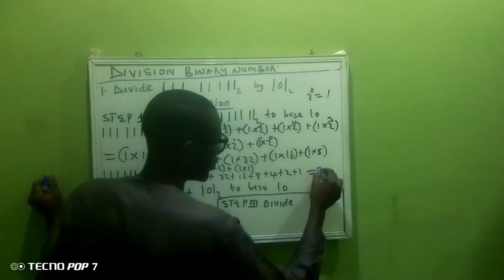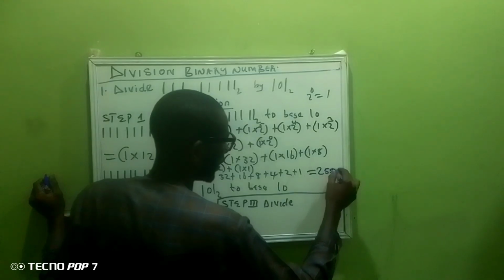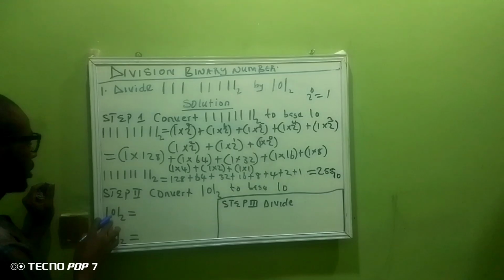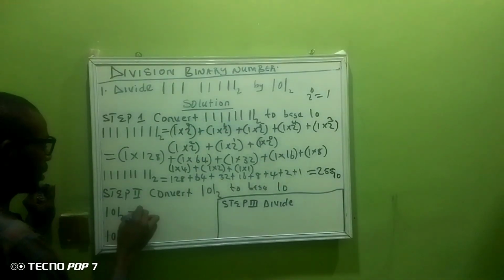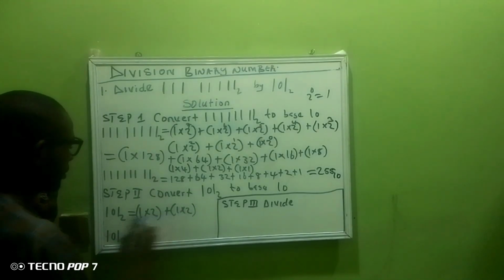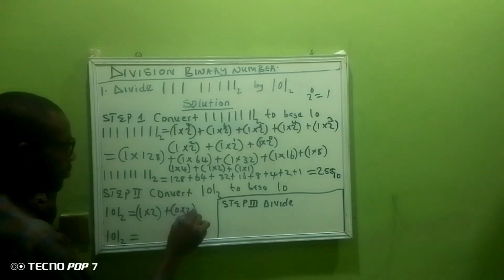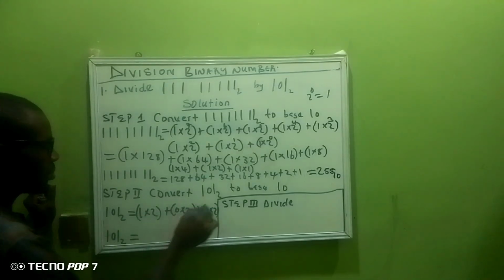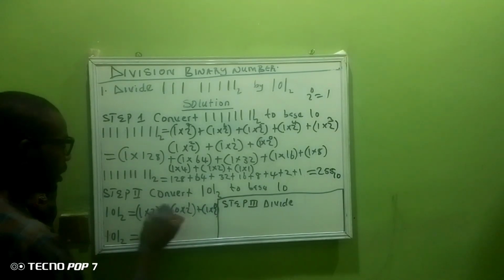Everything will be 255 in base 10. Okay, then we'll do the same to the other side by saying 1 times 2 to the power 0, plus 0 times 2 to the power 1, plus 1 times 2 to the power 2. So we start putting the powers from 0, 1, and 2.